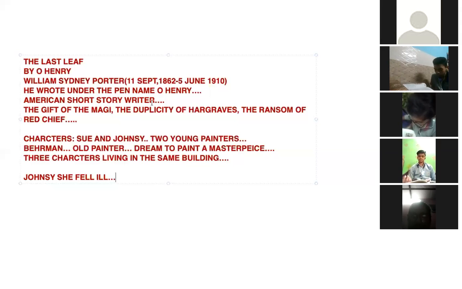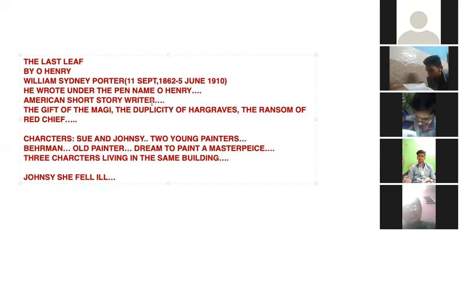"Oh, that's nonsense," replied Sue. "What have old ivy leaves to do with your getting well?" She says that there is no relationship between your getting well and that ivy creeper. The falling of that ivy creeper has no relationship to it. "The doctor is confident that you will get better." She says that the doctor has full confidence that you are going to get well. So why are you bothered about this ivy creeper?